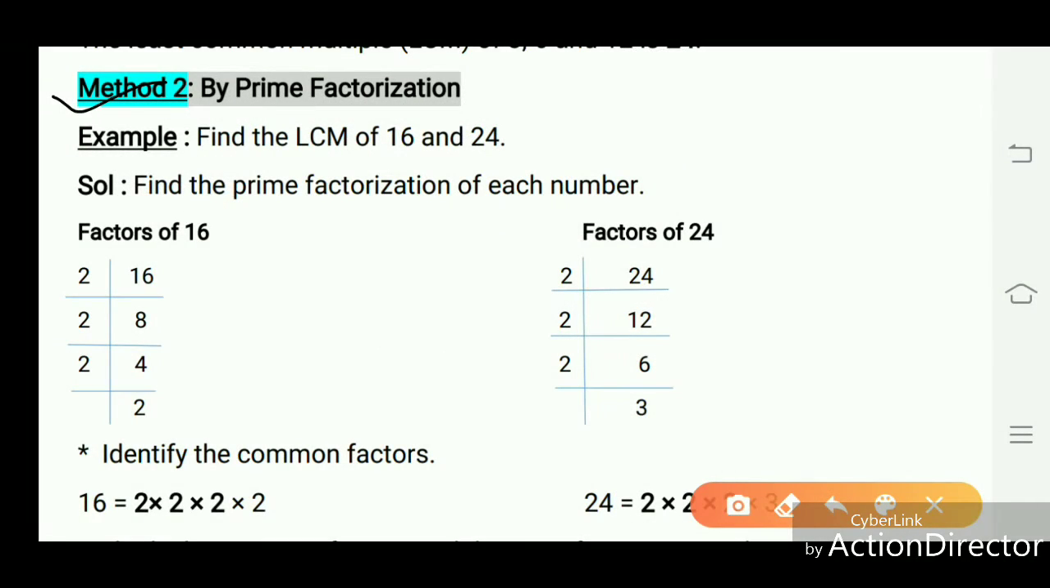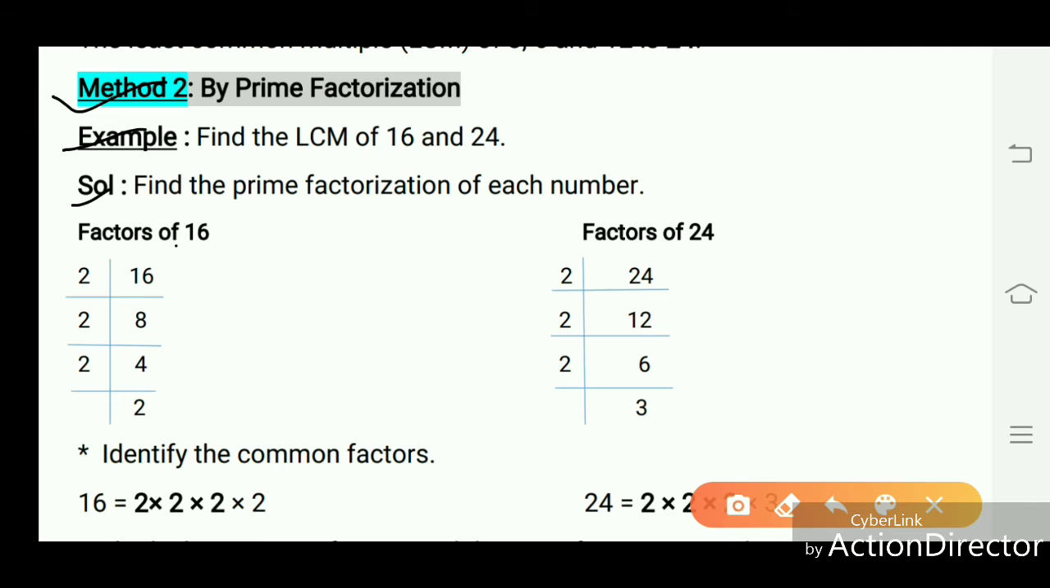Method number 2: by prime factorization. Here we find the LCM of any two numbers by using the prime factorization method. For example, find the LCM of 16 and 24. Solution: find the prime factorization of each number. Here first we find the prime factorization of 16 and then 24.